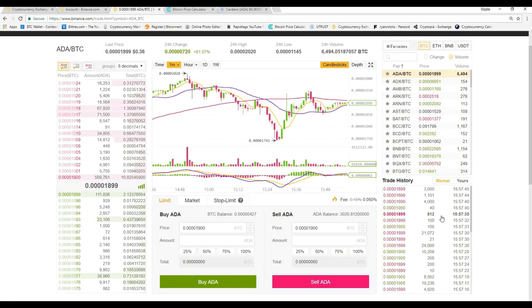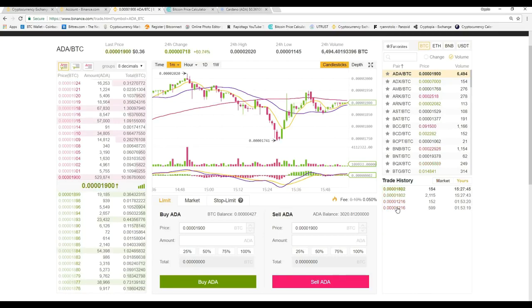Now the trading history can be helpful when viewing a chart because you can see if more people are buying or selling the cryptocurrency. So if you see all of these numbers as green, that means everyone's buying it, which means you might want to get in or hold off. And if it's all red, that means everyone is selling it. Also, they have a Yours tab where you can view your purchases for the past couple of days of Cardano, which we're looking at right now.